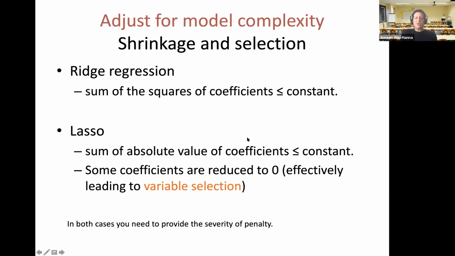In both cases, you have to say what your constant is, so there's a hyperparameter for it, but the idea is simple. In all these, the AIC, ridge and lasso, you are controlling complexity by saying, I give you a budget or I give you a penalty, and this way you keep the models manageable.